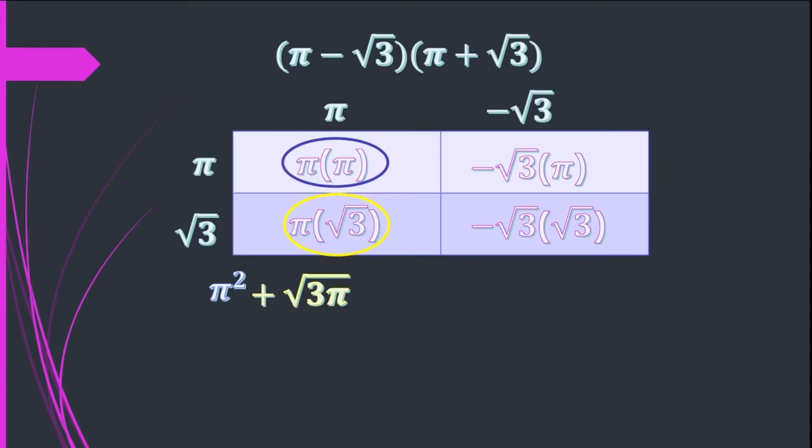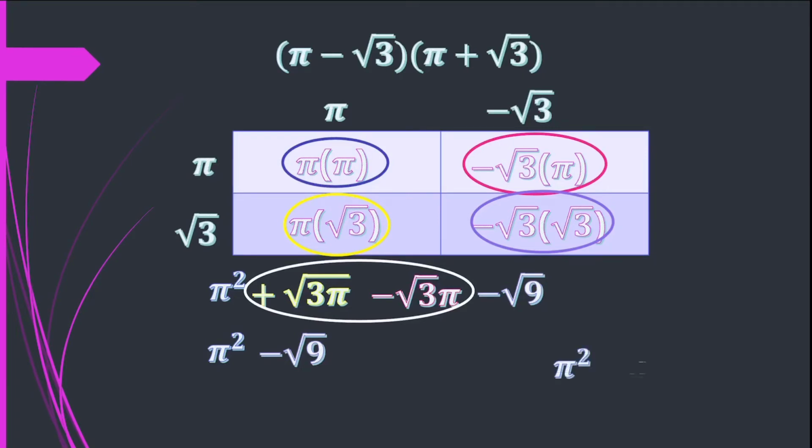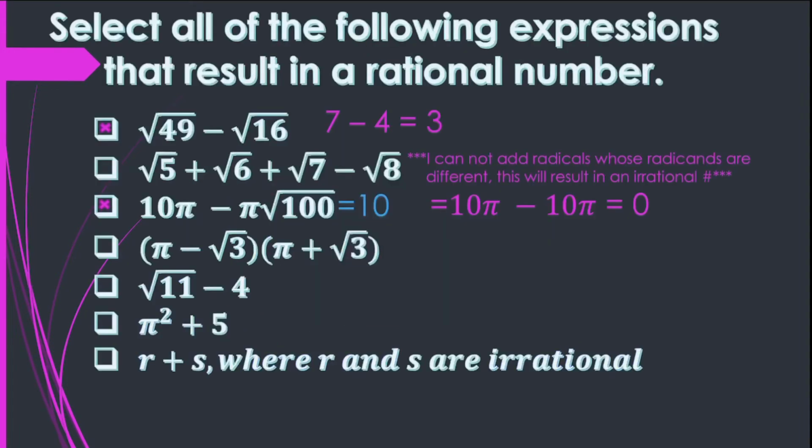Sorry, that pi should be on the outside, not on the inside. And then I have square root of 3 pi. Then I have square root of 9. So that leaves me with pi squared. Well, these two are going to cancel. Remember that pi on the yellow one should be outside. That was just a typo. Well, they're gone. So it just leaves me the square root of 9. Well, can I take the square root of 9? Yeah, it's 3. So that expression is pi squared minus 3. Well, let's go back. That's an irrational number. Okay, so we're not going to put an X. Let's go to the next one.